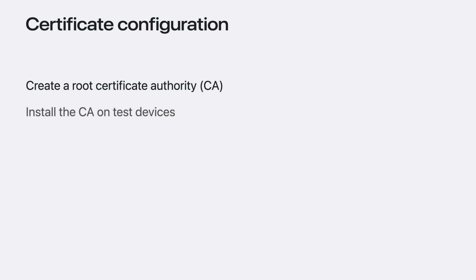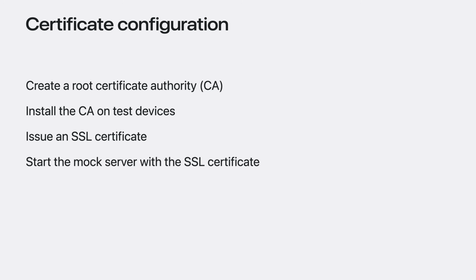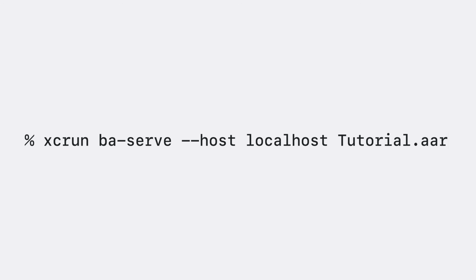Background Assets uses HTTPS for all downloads, so you first need to issue an SSL certificate. To do that, you'll create a root certificate authority. Then, you'll install that certificate authority on your test devices. After that, you'll use the certificate authority to issue an SSL certificate, and finally, you'll start the mock server and point it to that SSL certificate. For more details, refer to the related documentation in the resources section for this session. Once you've issued your SSL certificate, you can run ba-serve to start the mock server.